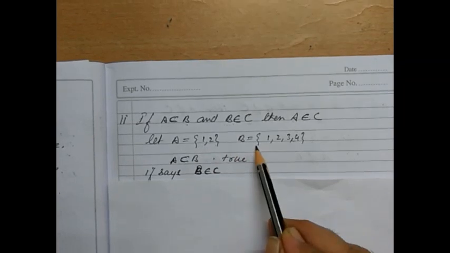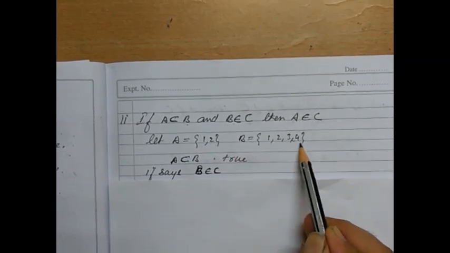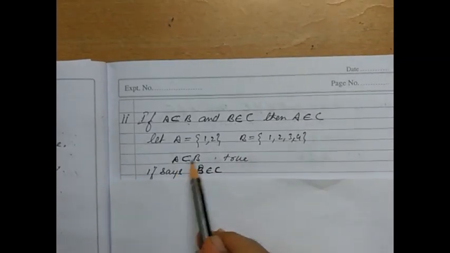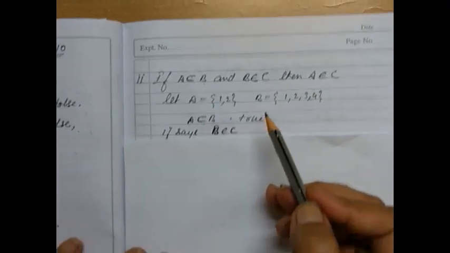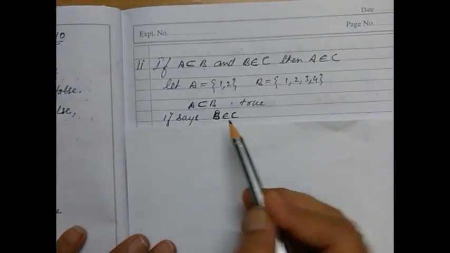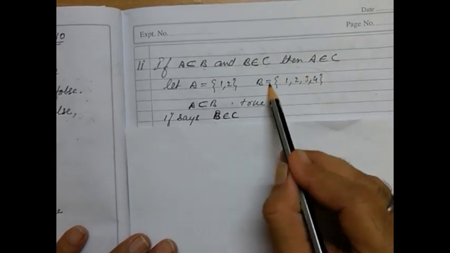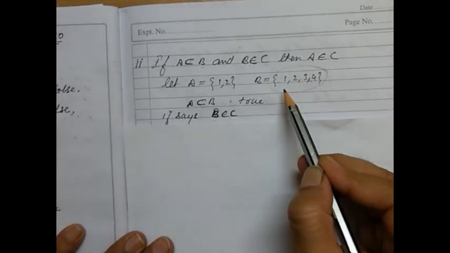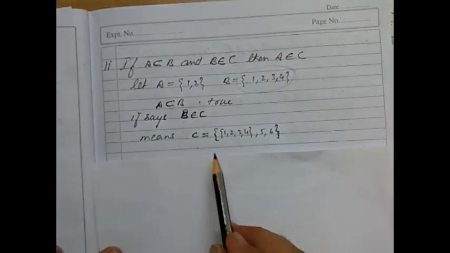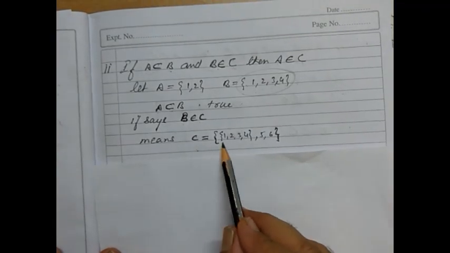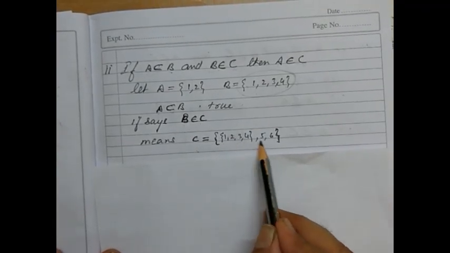This is where I am taking B as 1, 2, 3, 4. So A is a subset of B, then it is true. But here it says that B belongs to C. That means that this whole set is acting as an element of the set C. So this will be written as the set {1, 2, 3, 4} and 5, 6.